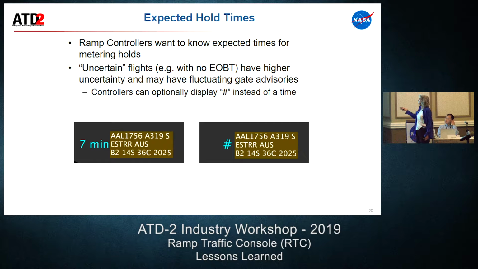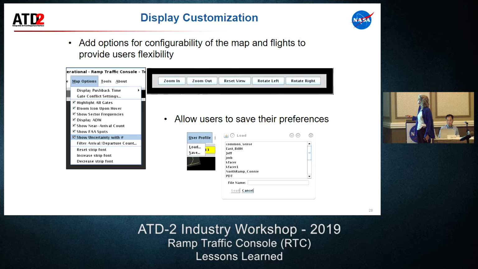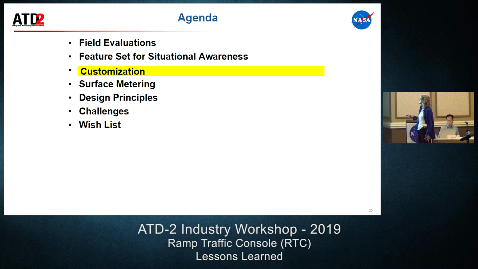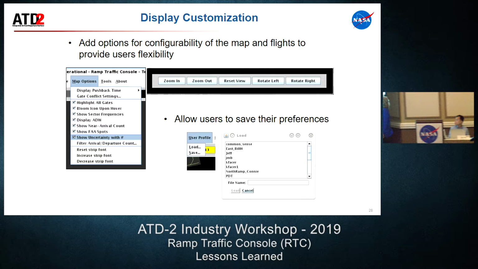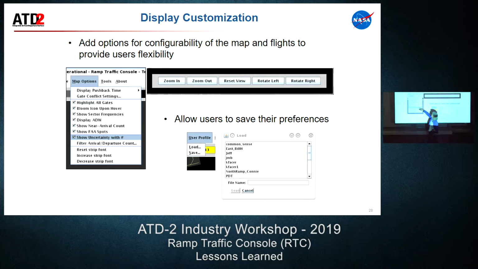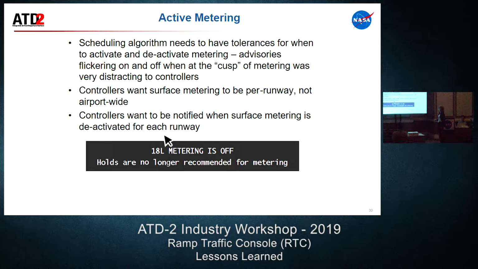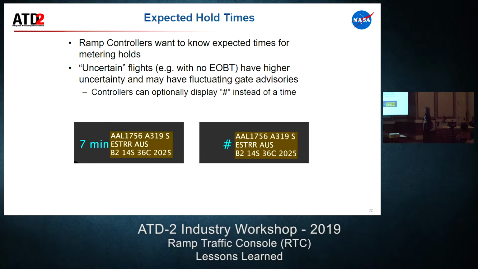And so whether or not to display the advisory or the hashtag, that's another one of the customizations that the controllers can choose in the map options drop-down menu. Where'd it go? This one. These are the options that the controllers can have.